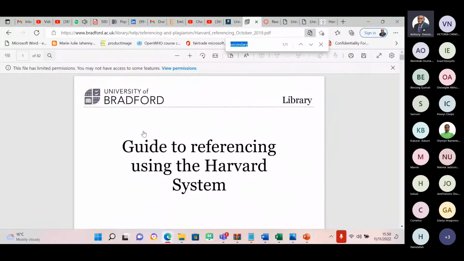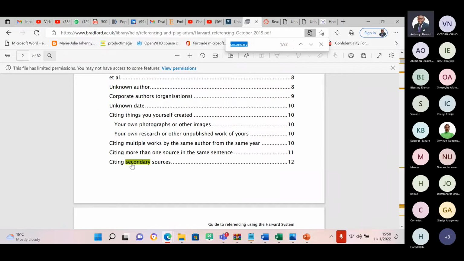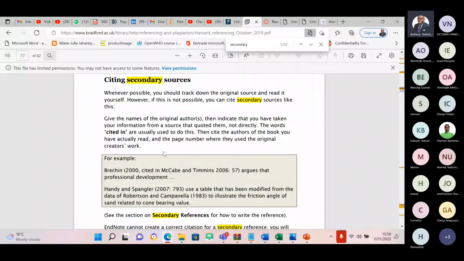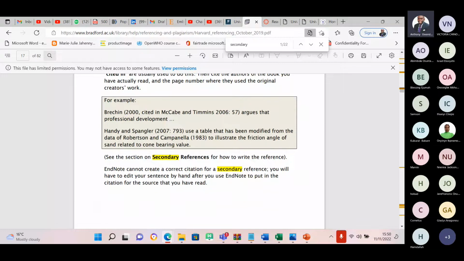Press Control F. Search "secondary". See that? "Citing secondary sources." Click on it. That's page 12. So you see, they will not give you an example. So this one is manually how to cite it. So this is an example. So you read it up. They have already given you an example of how to cite this one.